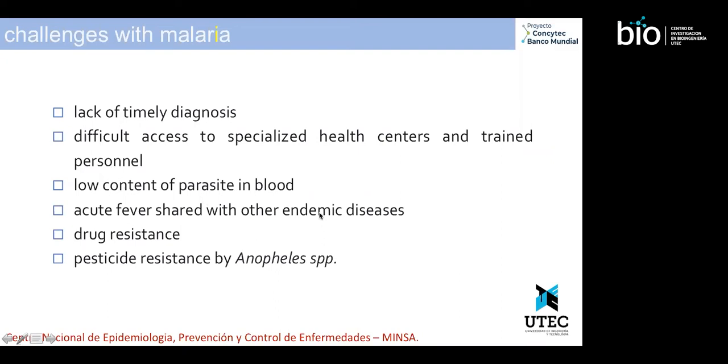Also, you might think there are a lot of parasites in the blood, but there are not so many parasites. So you need a very good detection limit to actually find them, all the more so if you want to find them in early stages. Then you get acute fever from malaria, but there are also other endemic diseases which have that. So even if you have the symptoms, it might not be malaria. It could be other things.